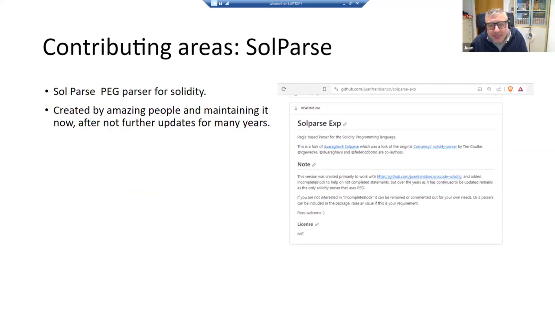Contributing areas. Sol parse. Sol parse is the PEG parser for Solidity. This is a JavaScript parser which mainly allows you to navigate through the whole syntax of the document. There's an ANTLR parser there, and as part of the LSP, I thought the Solidity team should have the LSP, but that project was abandoned or paused.